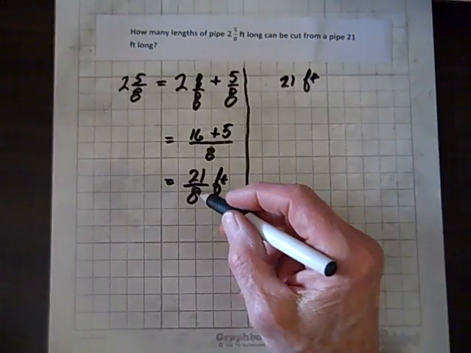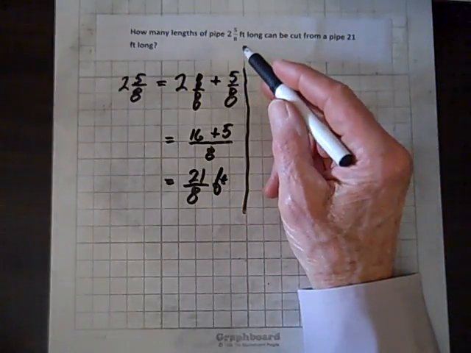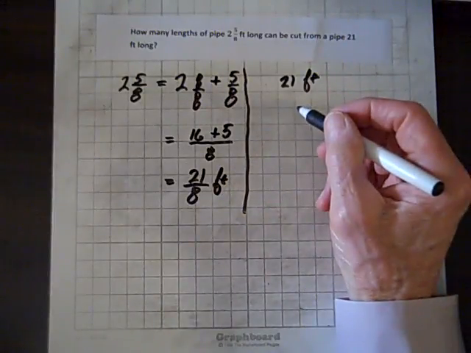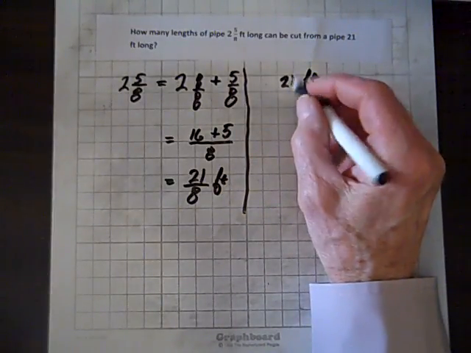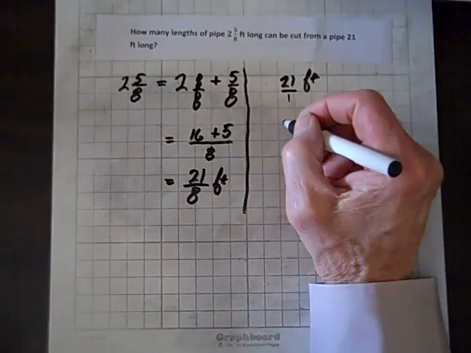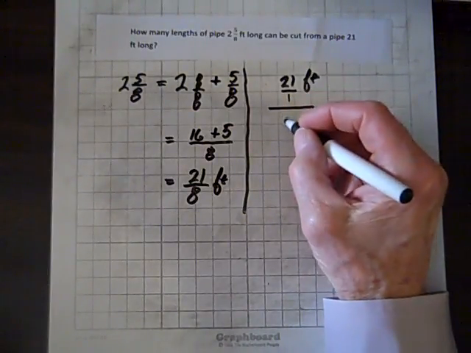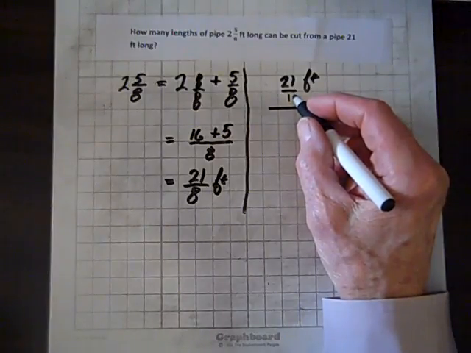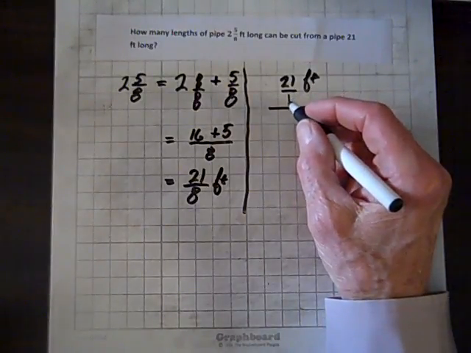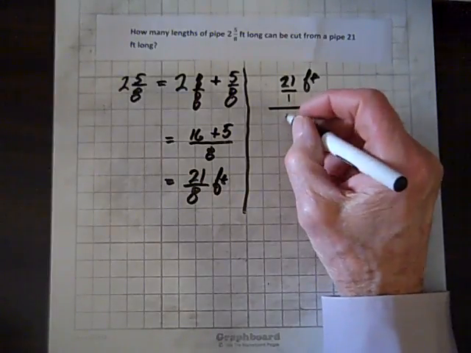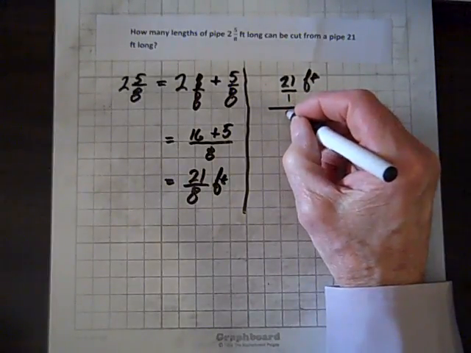Now we have this pipe that's 21 feet long, and we've got to divide it by the length of each segment and see how many of these segments are in there. So by the way, 21 is the same as 21/1. You don't have to do it this way, but I want to point that out. The denominator, why don't we see that? Because 1's the only number that's understood. You don't have to write it down, unless it's essential to do so.